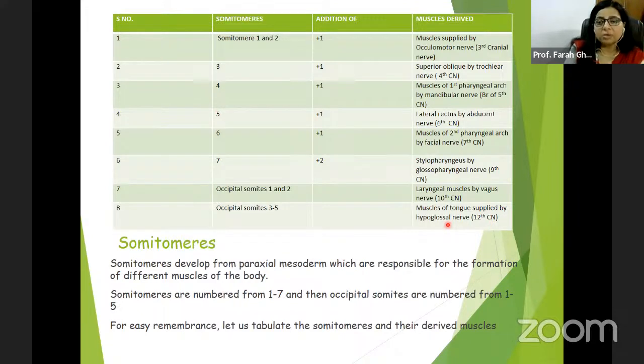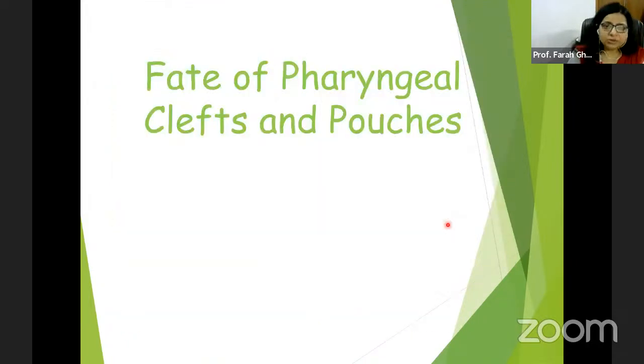So this is how I remember the somatomeres. I hope that is clear. So moving forward, we come to the fate of pharyngeal clefts and pouches. One by one we'll take up.